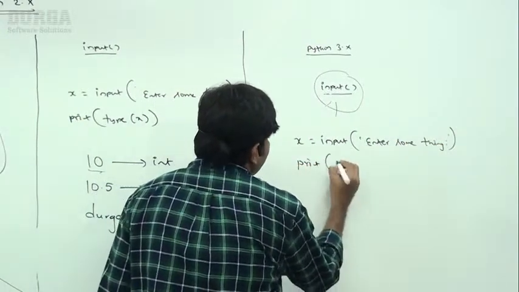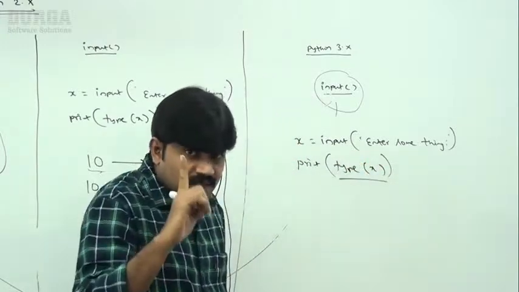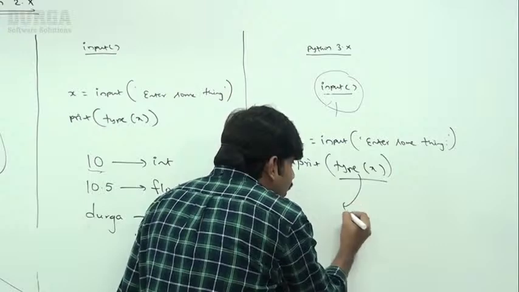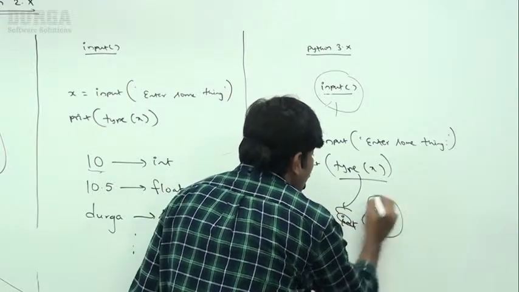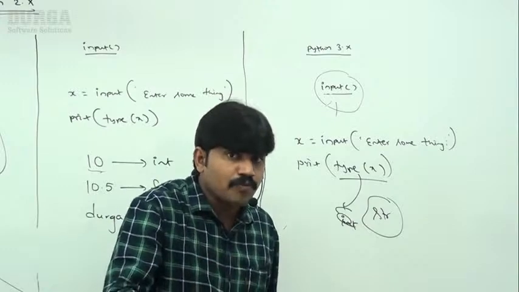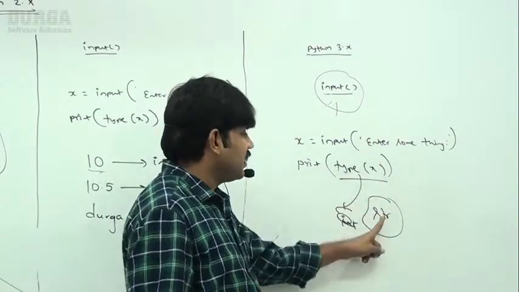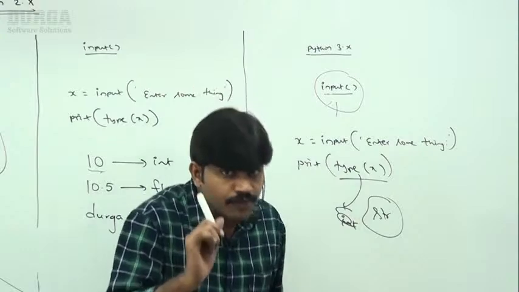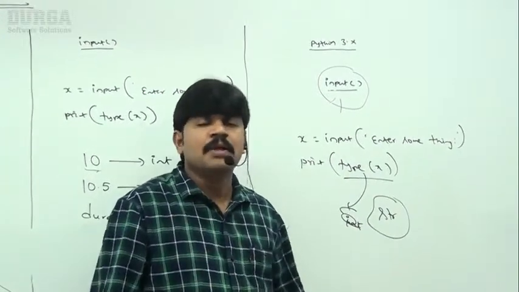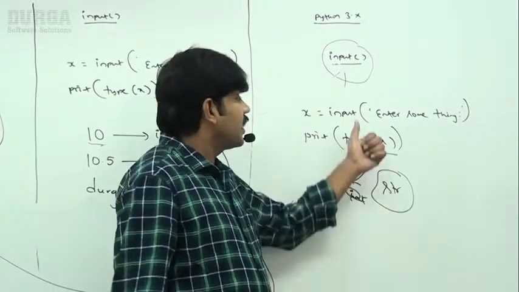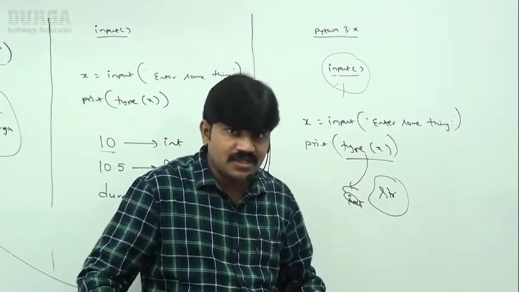Print type of x. The type of x is always what type? str type only. Even if you provide an int value, a float value, any type, it's always going to be considered as str type only. If you want to convert into another type, compulsorily we require explicit typecasting functions. Are you in the position to understand, right?